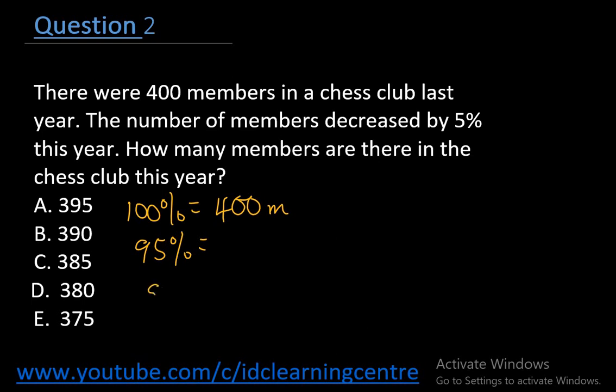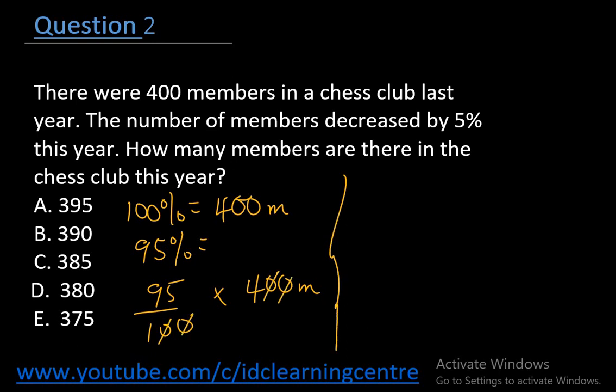So what you simply have now will be 95 out of the 100 that are currently there right now times 400 members. I think this is straightforward, so that these two zeros cancel these two zeros.